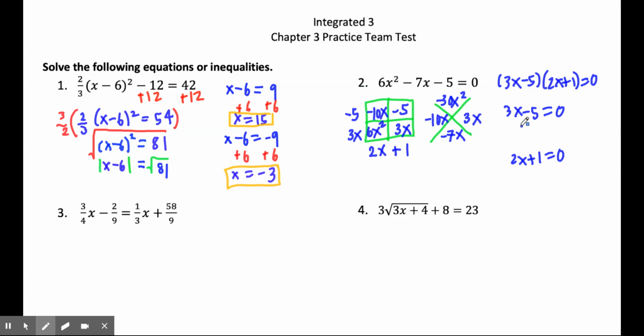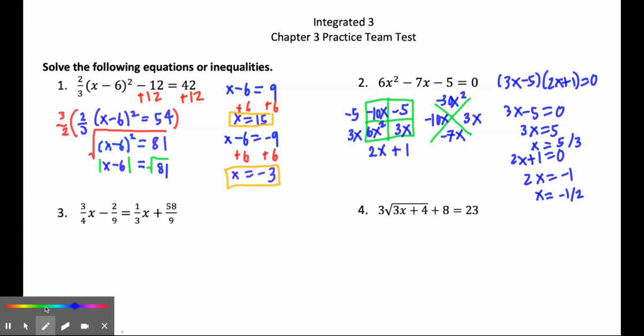And then you add 5 and you get 3x equals 5. So one of your answers is 5/3. And here you subtract 1. You get 2x equals -1. And then you get x equals -1/2. So those are your answers there.